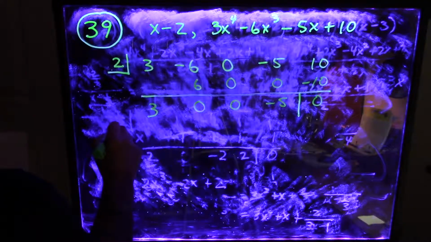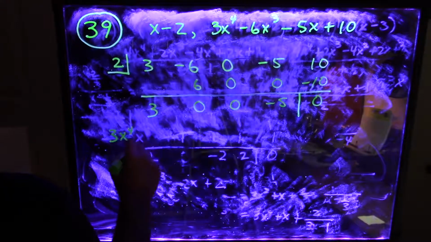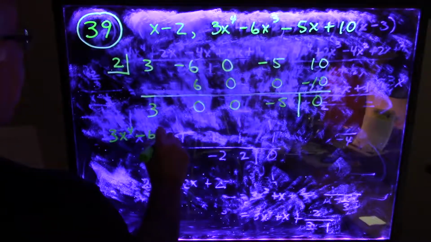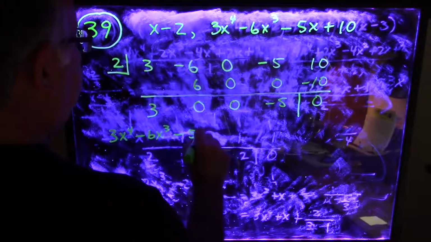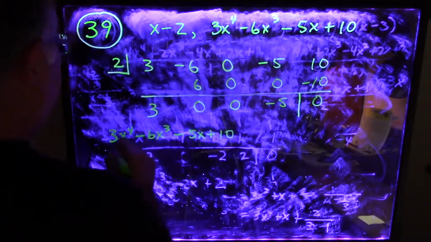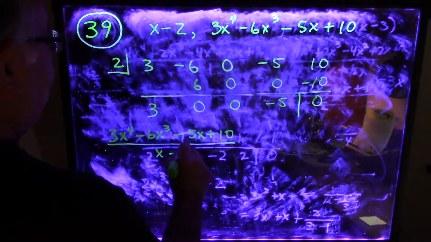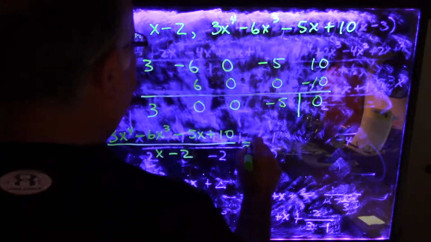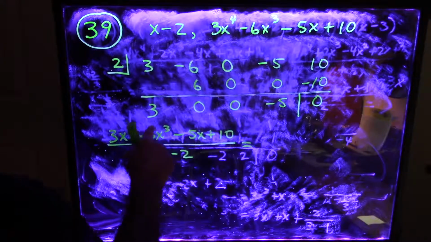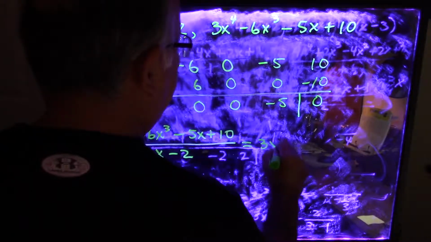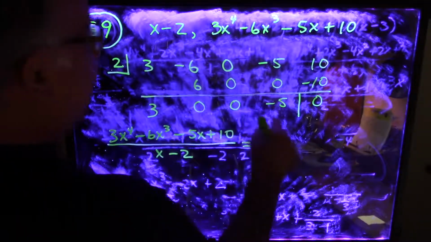So what we've done is we've divided 3x to the 4th minus 6x cubed minus 5x plus 10, divided that by x minus 2. And the result, well, this originally is an x to the 4th. That's going to be a 3x cubed plus 0x squared plus 0x minus 5.